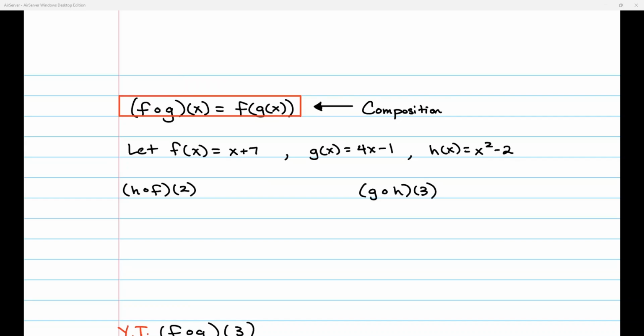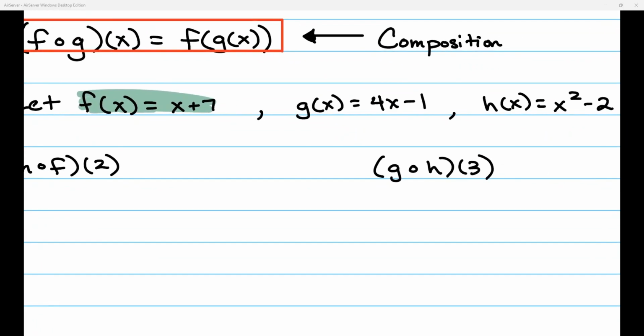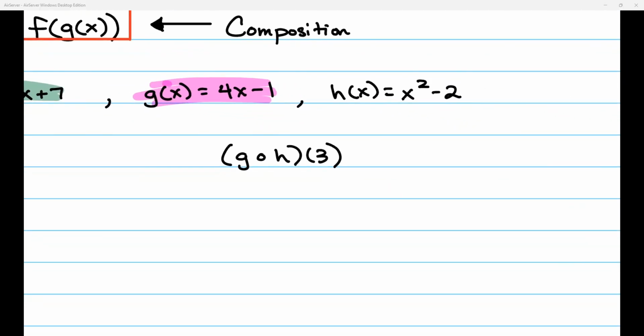Well, first, let's color code these things to make it a little bit easier for us to reference. I'm going to make f of x green. I'm going to make g of x pink. And I'm going to make h of x yellow. You can pick any colors you want. Just make sure that you keep consistent with whatever you have.